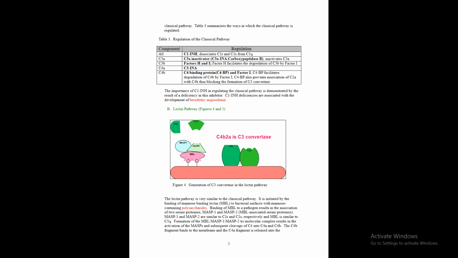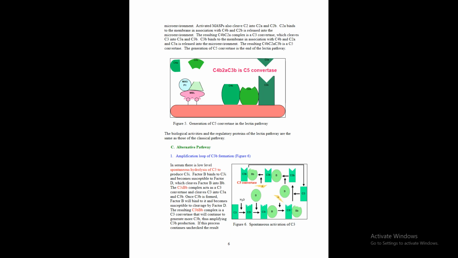That's the structure. And MBL is similar to C1q. Formation of this complex, which we call the trimolecular complex, results in the activation of MASP and subsequent cleavage of C4 into C4a and C4b with the formation of C3 convertase. The C4b fragment binds to the membrane and the C4a fragment is released into the microenvironment. Activated MASP also cleaves C2 into C2a and C2b. The C2a binds to the membrane in association with C4b and C2b is released into the microenvironment.